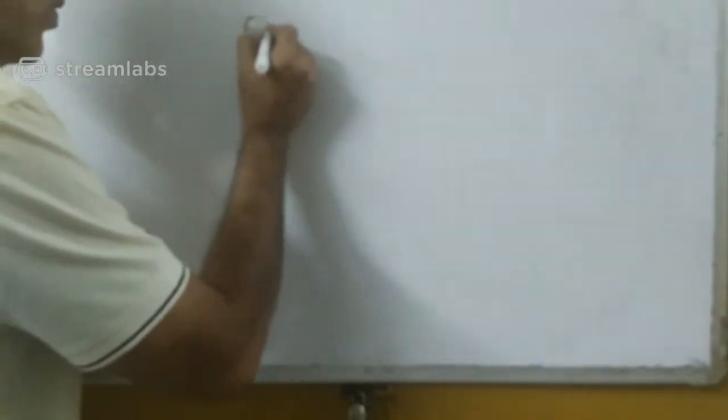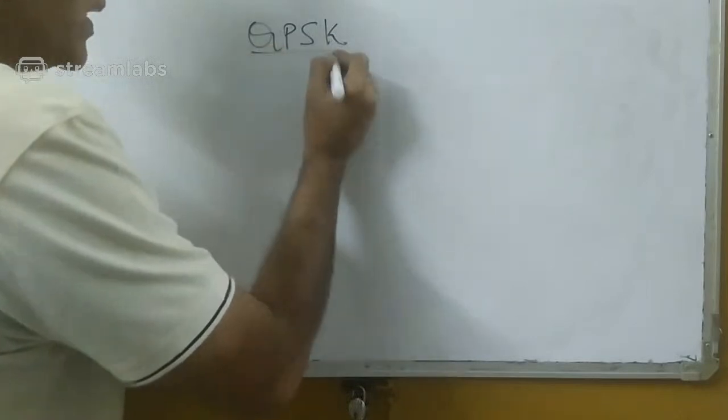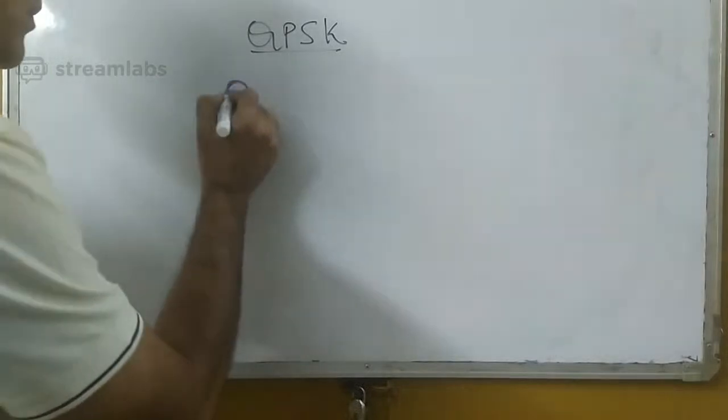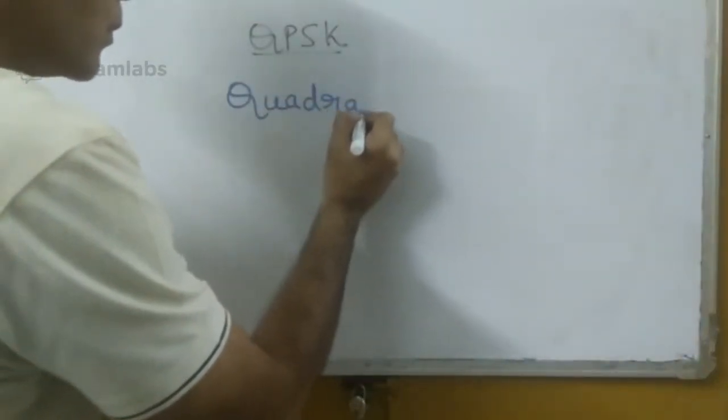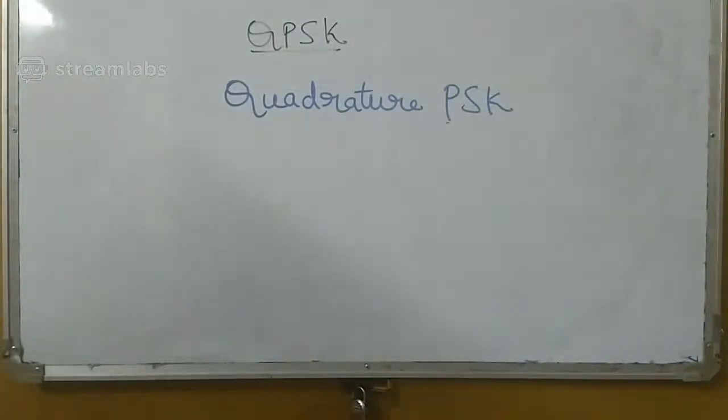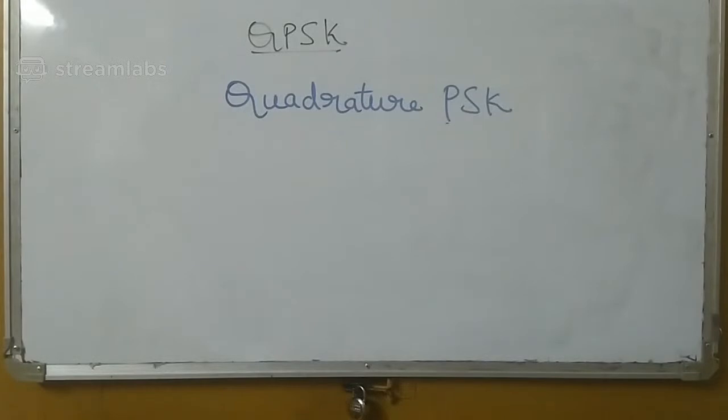So first we'll talk regarding one such scheme which is connected with PSK. We're going to call it QPSK. What exactly does Q mean? Q indicates quadrature, and PSK is phase shift keying: quadrature phase shift keying. We'll see how QPSK generates 4 different phase signals and how it helps us represent 2 bits per signal element.